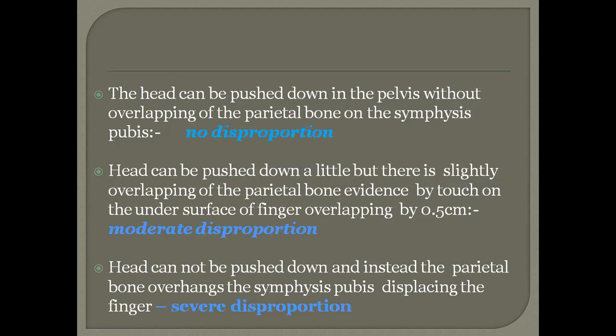Okay, on the symphysis pubis. Now, if only a little portion of the head is able to push down, and there is slight overlapping of the parietal bone, then it is known as moderate disproportion. Now, if we are not at all able to push down, the head is not able to push down, and the parietal bone is hanging above the symphysis pubis. It is not at all depressing down.